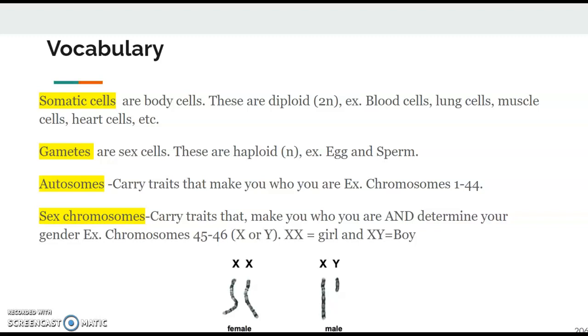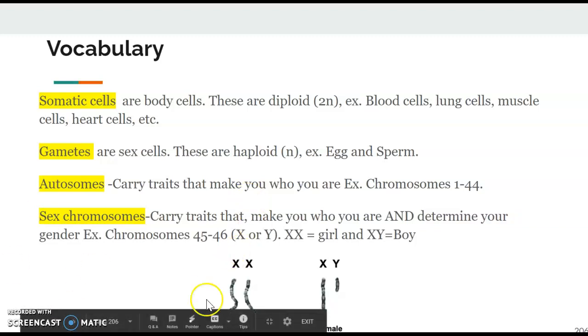Autosomes carry traits that make you who you are, and these are from chromosomes 1 to 44, or pairs 1 to 22. And then sex chromosomes are, again, a pair of chromosomes that carry traits that help determine certain things about you, but also, most importantly, help to determine your gender. So if you are XX, you're a girl, and if you're XY, you are a boy.